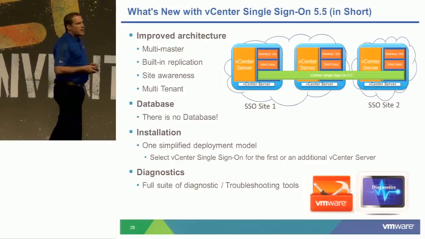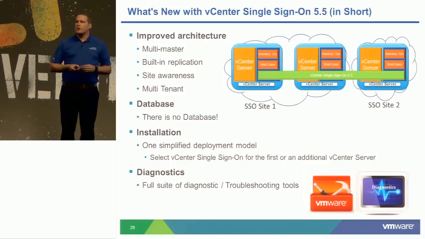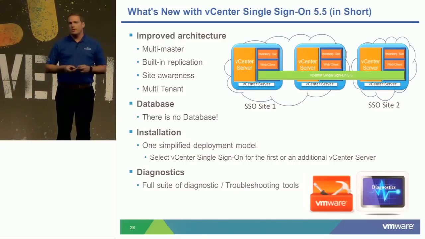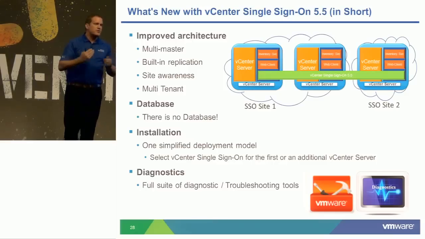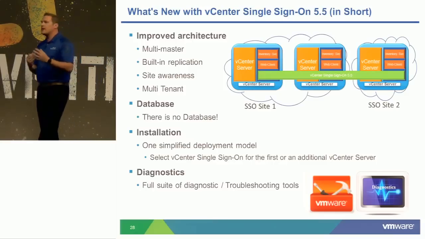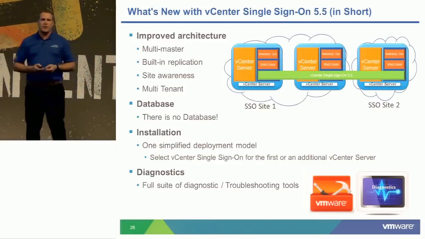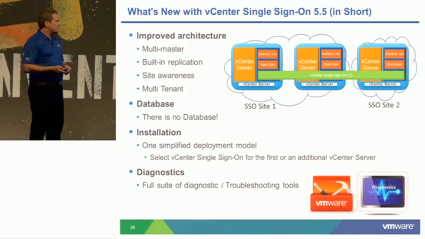I have a customer that has over 160 vCenters in their environment. And so they're going to need tools like this because they don't want 160 VCs all replicating with their SSO servers at the same time. They want to be able to manage and control that, especially over those WAN links, as well as provide a level of redundancy at the same time. So we provide all of that with the 5.5 release.